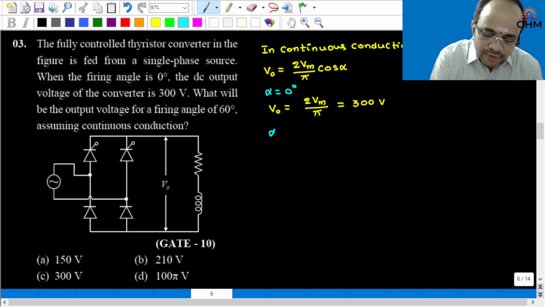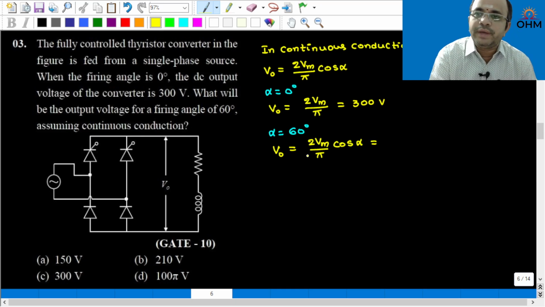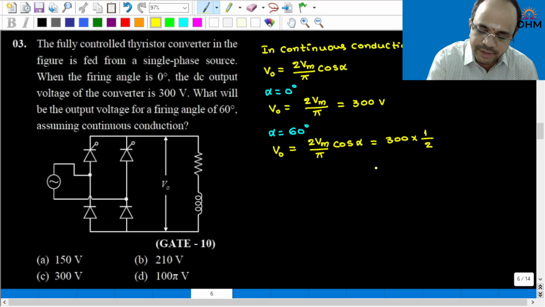Now, if alpha is equal to 60 degree, what could be this V naught? This V naught will be 2 Vm by pi into cos alpha, where 2 Vm by pi is given as 300. Now alpha is 60 degree means cos 60 will be 1 by 2.